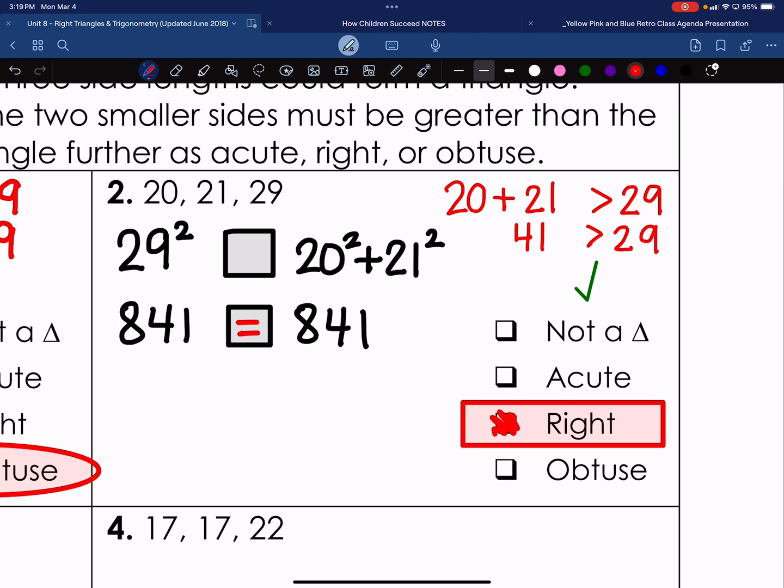Okay, so it's going to work the same each time. You take the two smaller sides, you add them together. They have to be larger than the third side. If they're larger than the third side, cool. You take c squared, that's going to be the largest number. You square it, see what you get. You take the other two numbers, you square them, add them, see what you get. If they're the same, it's right. If c squared is larger, it's obtuse. If c squared is smaller, then it's acute.